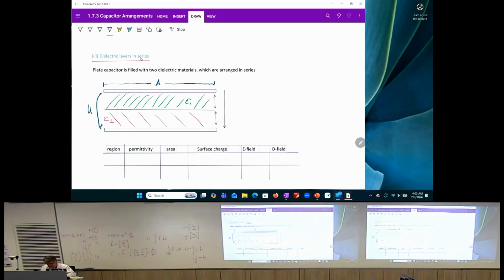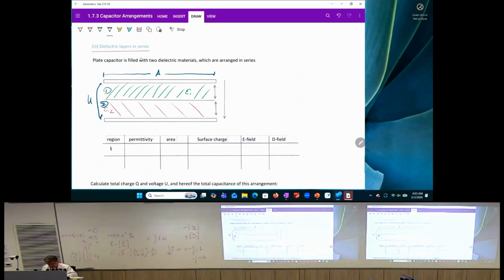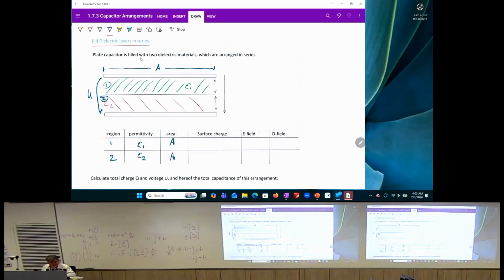We denote here our region 1. This is our region 2. The permittivity is epsilon 1 in the first region, and in the second region epsilon 2. This time the area is the same for either of those. We have surface charge densities.